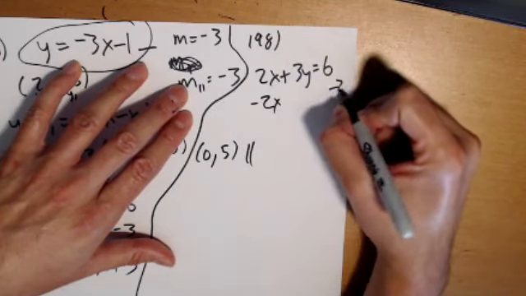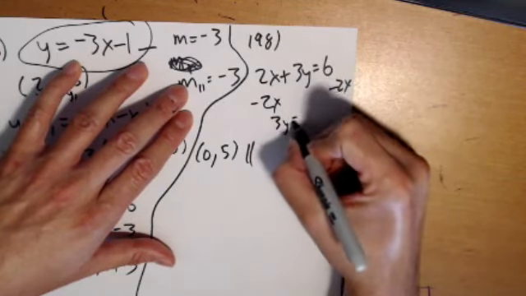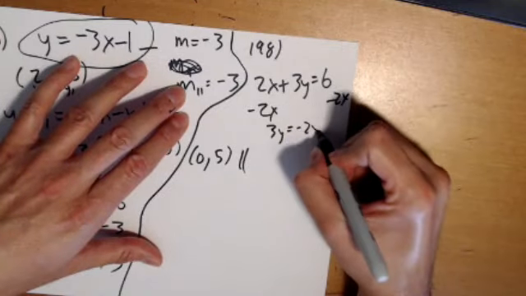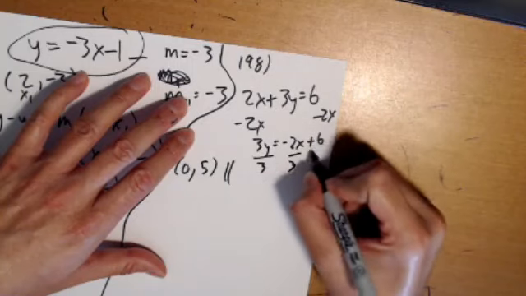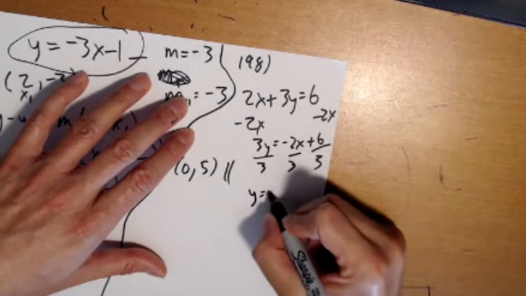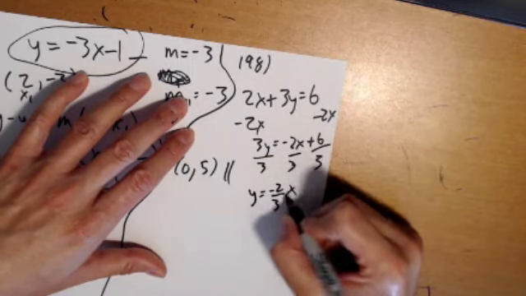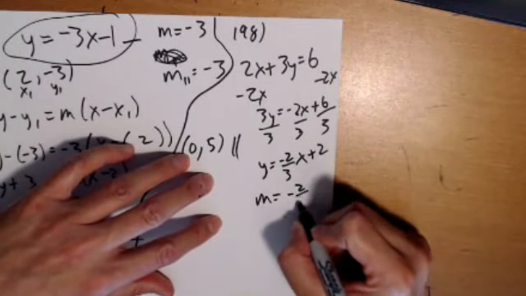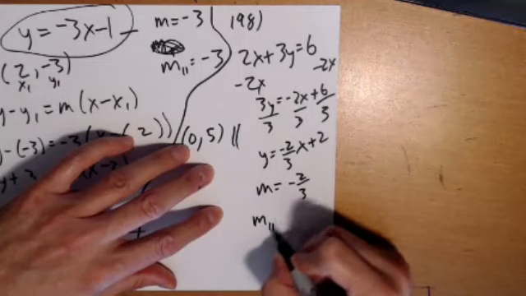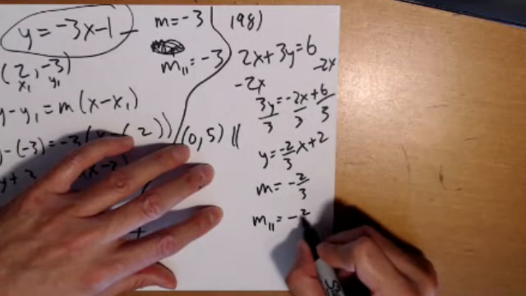Minus 2x. 3y equals, put it in descending order, negative 2x plus 6. Divide by 3, divide by 3, divide by 3, and so y is equal to negative 2/3 x plus 2. So the slope is negative 2/3. The slope of a line that's parallel must be the same, negative 2/3.